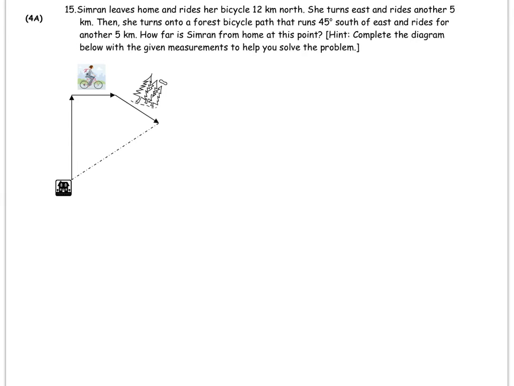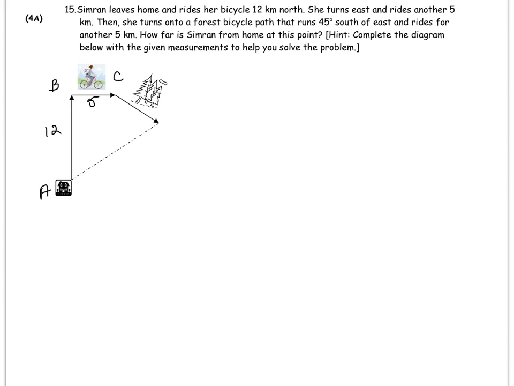In the next example, we have Simran, who leaves home. Let's call home A, and she rides her bike 12 kilometers north. Let's call this one B. She turns east, goes to the right, and rides another 5 kilometers. So this is 5, this is 12, and it goes to point C.